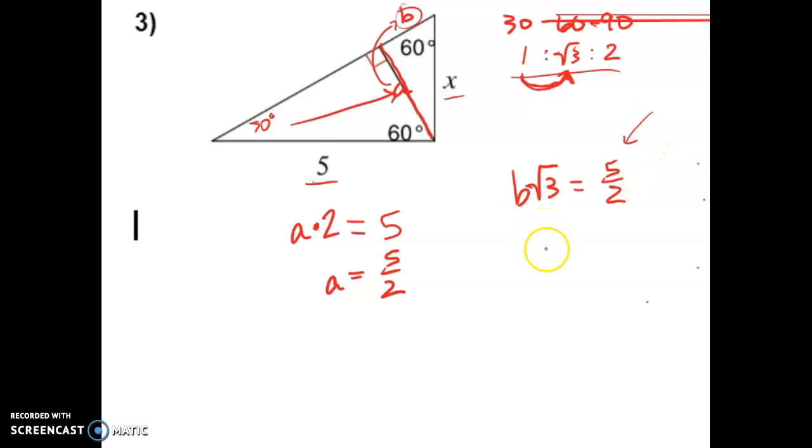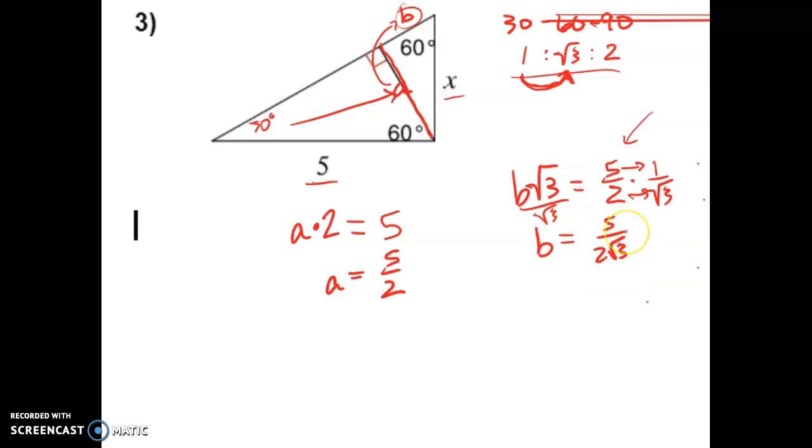So solve for B, divide by root 3. That gives me B equals, and dividing by root 3 is the same thing as multiplying by 1 over root 3. Now we've got fractions we're multiplying. That gives me 5 over 2 root 3 in this particular case so far for B.